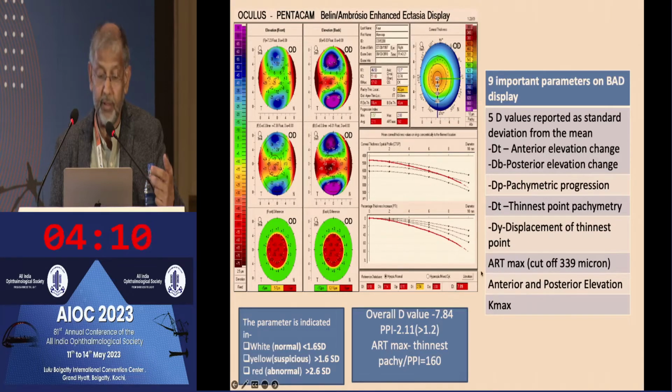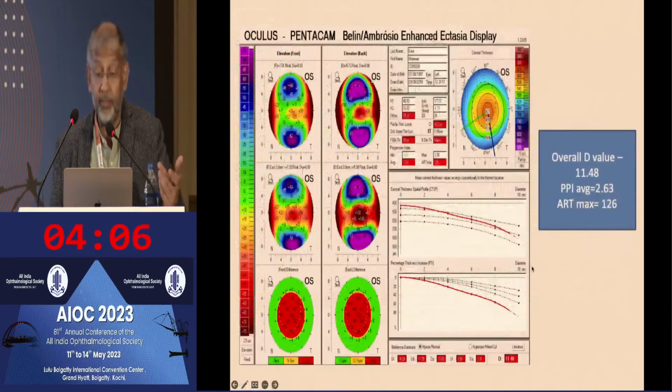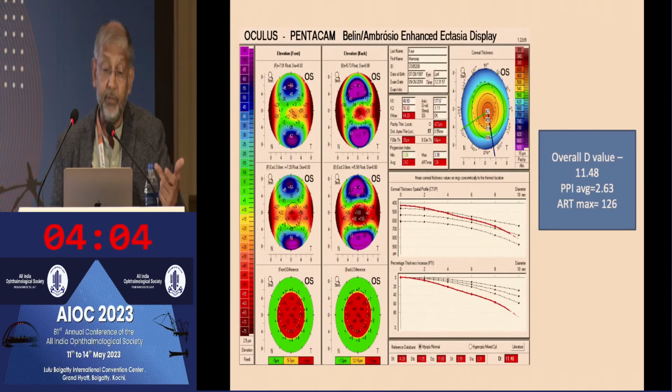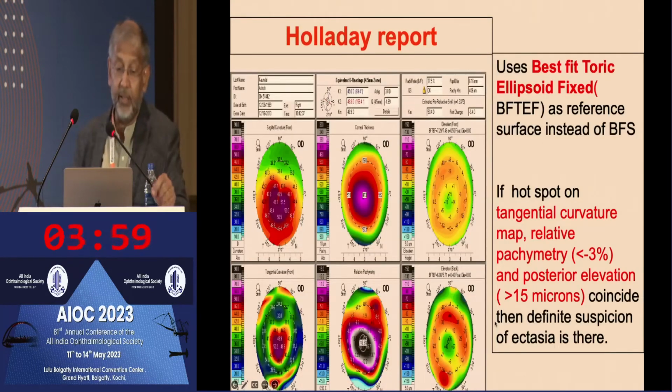If this is in red, there is definitely no go for the surgery. If it is in yellow, you can wait and watch. And this is another patient with frank keratoconus. You can see all the indices in red, and this is a frank case of keratoconus.